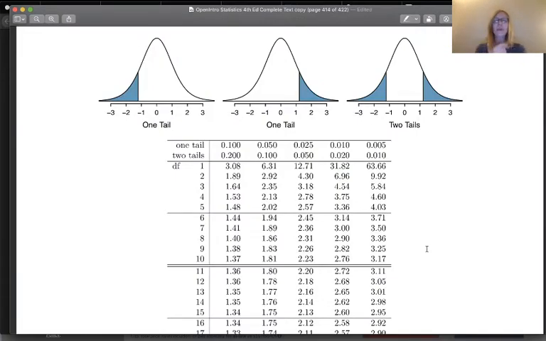Here's our t-table in the book, and you can see, do you see my cursor? There's a whole column here for degrees of freedom. That's what the DF is for. You can look up degrees of freedom, and then there are some various cutoffs in the table. Works a little different than the normal distribution. I'm just going to show you a couple of examples, and I think you'll get the hang of it.